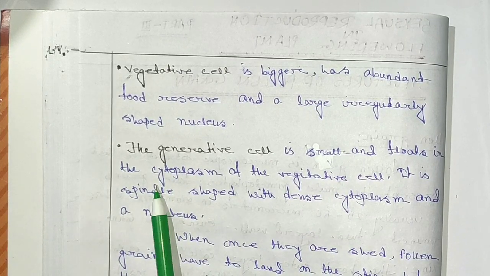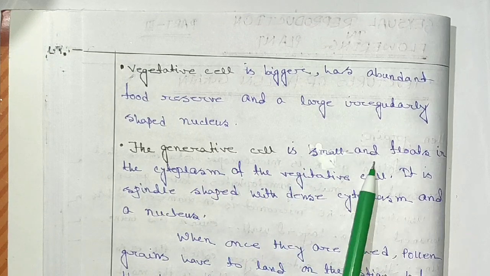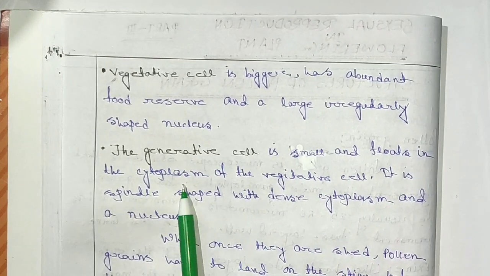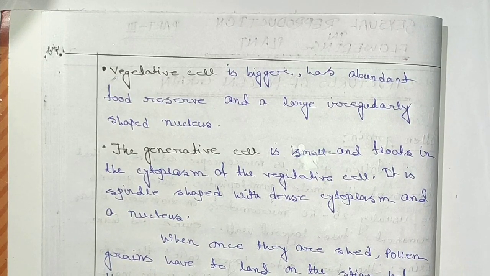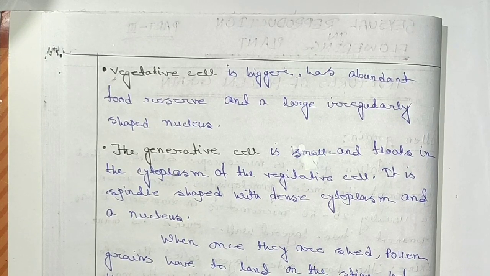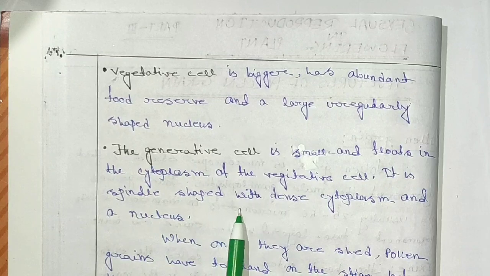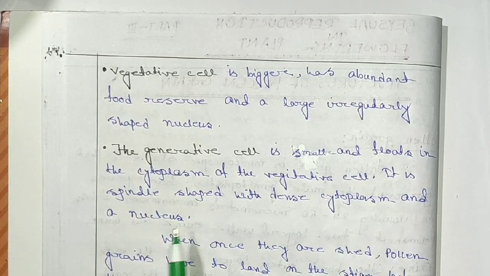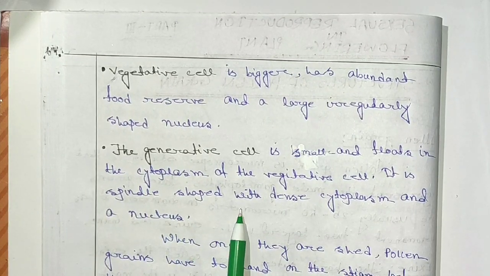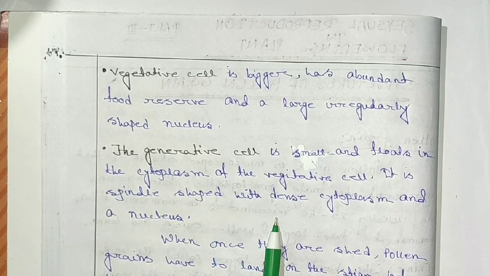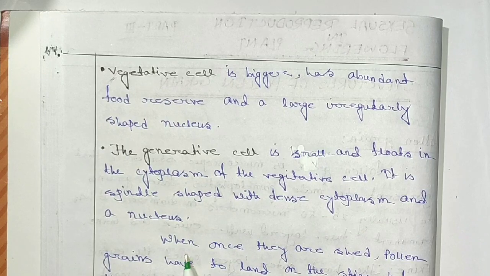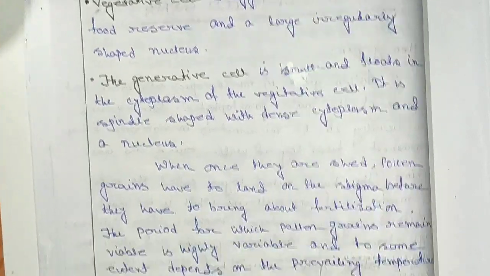What is the generative cell? The generative cell is small and floats in the cytoplasm of the vegetative cell. That means the generative cell is smaller than the vegetative cell and it floats in the cytoplasm of the vegetative cell. It is spindle shaped with dense cytoplasm and a nucleus. That means the cytoplasm of the generative cell is dense in nature and a nucleus is present in it.